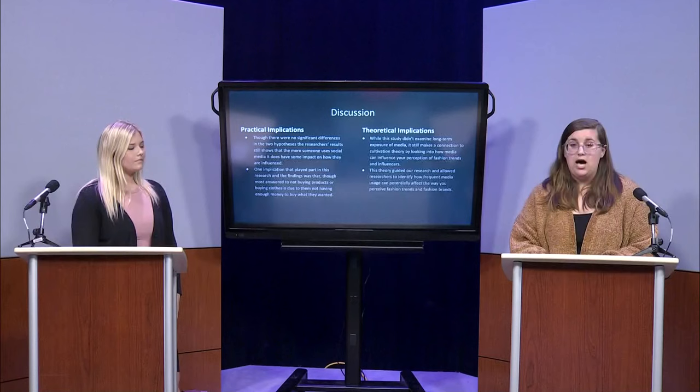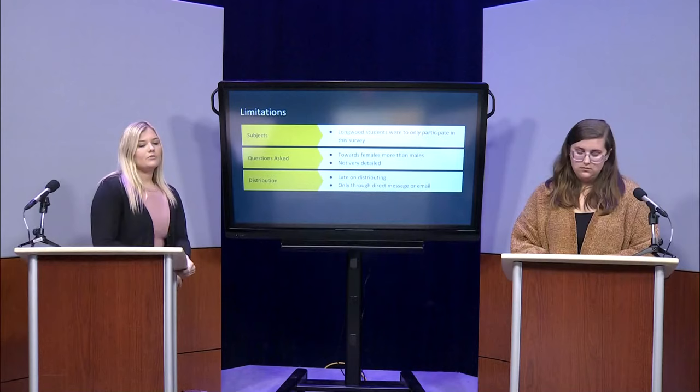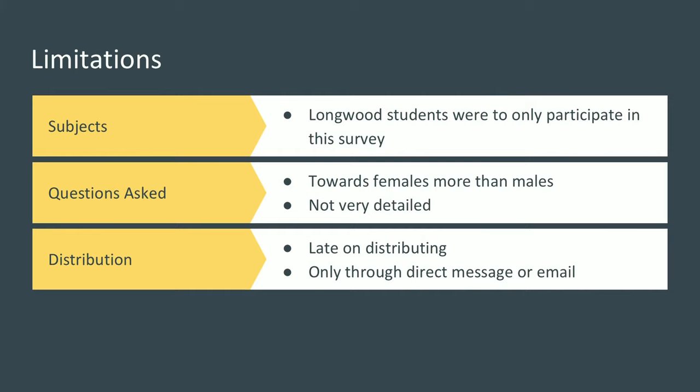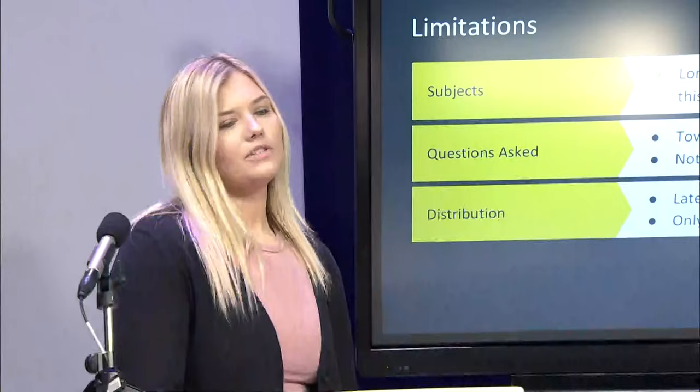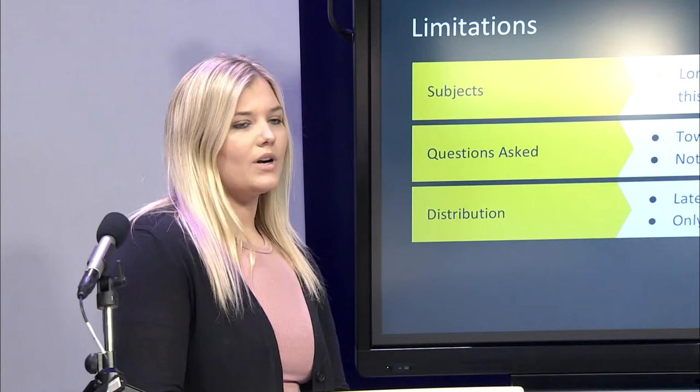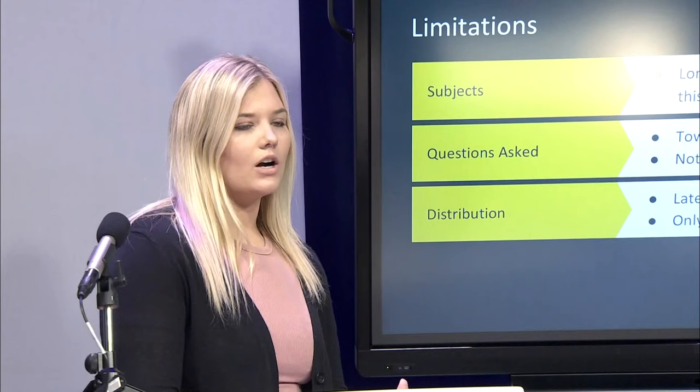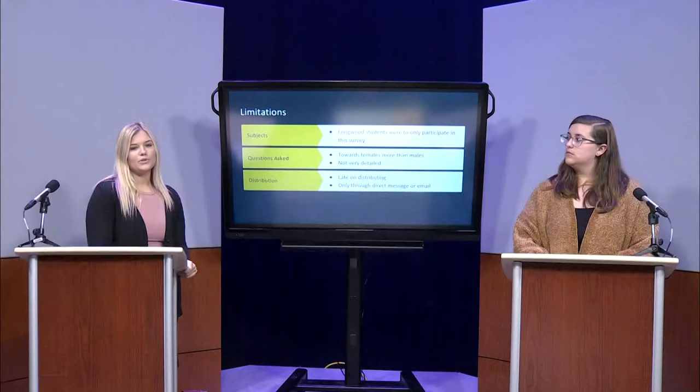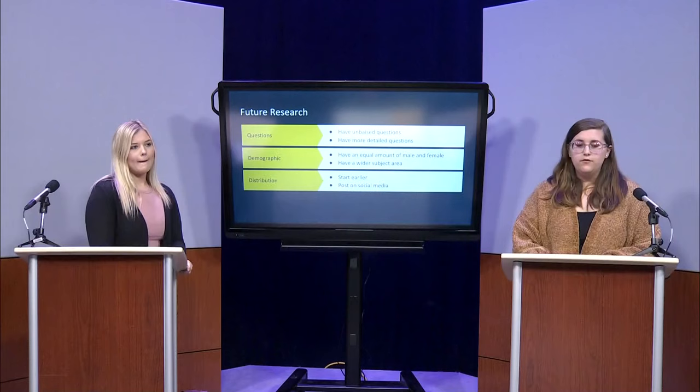So for the limitations, we had subjects, and we put that on there because we only used Longwood University as our participants, and also because our age range was from 18 to 23. Questions is on there because our questions were more asked towards a female audience rather than male audience, and our questions weren't as detailed as we would have liked them to be. Distribution is another limitation because our survey was only distributed for a week, and it was only through direct message and email. For future research, we intend to fix these problems.